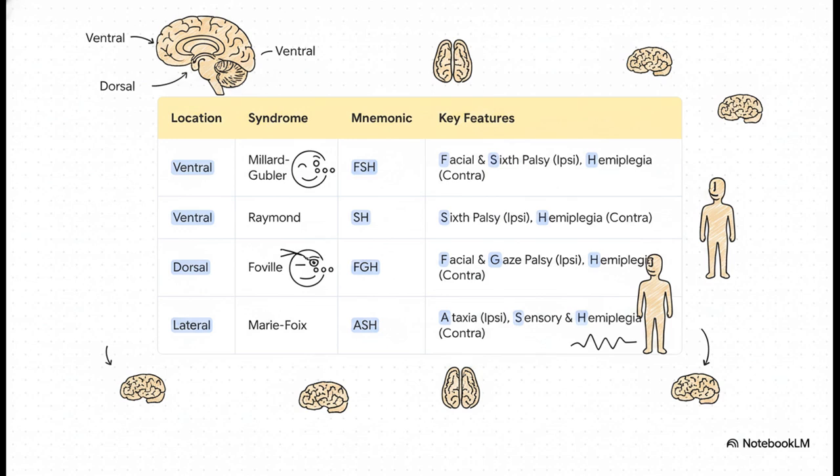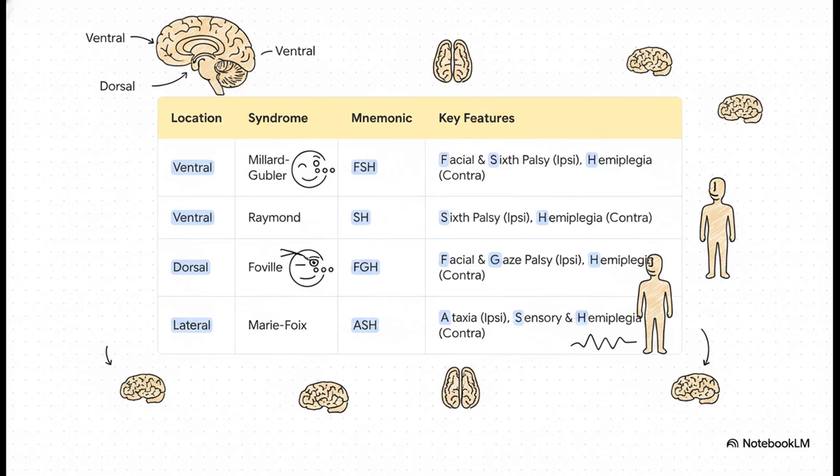Raymond syndrome is just SH because it spares the facial nerve. Move to the dorsal pons and you get Fauville syndrome, which is FGH, ipsilateral facial palsy and gaze palsy with contralateral hemiplegia. And finally, out in the lateral pons, Marie-Foix syndrome is ASH, ipsilateral ataxia with contralateral spinothalamic sensory loss and hemiplegia.